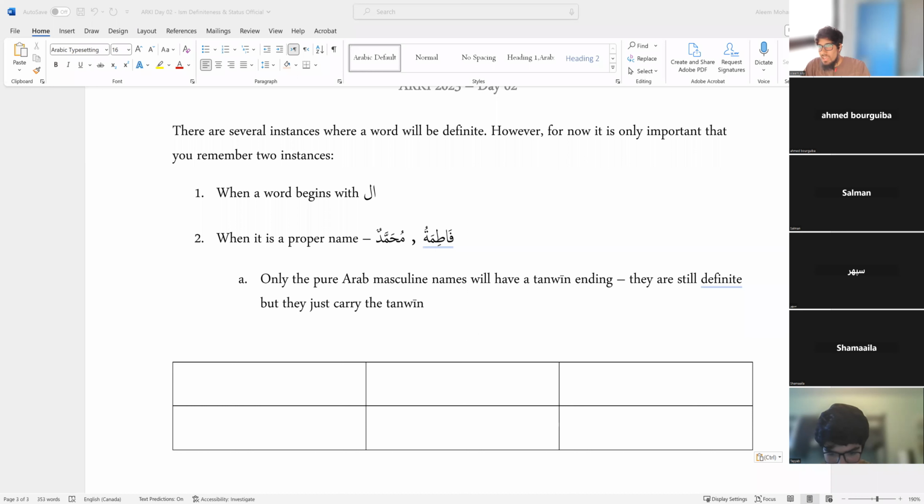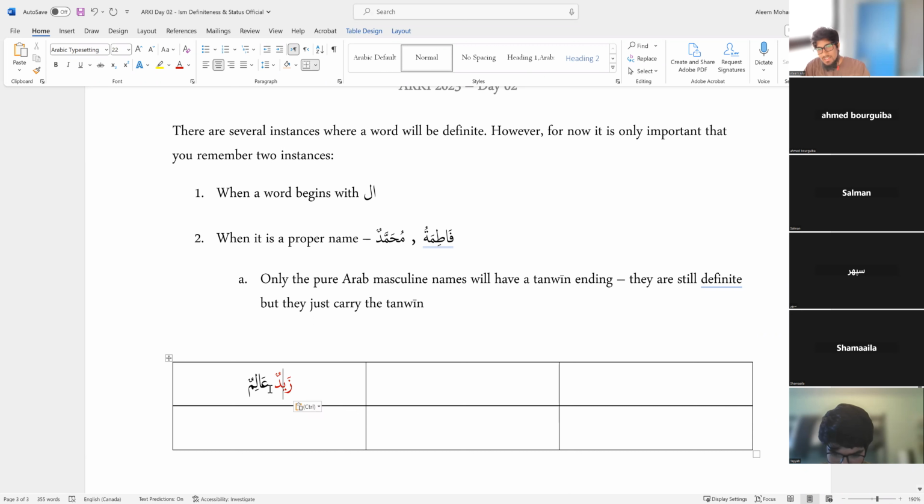So feminine names cannot have a tanween ending no matter what. For the most part, yes, that is correct. There is a slight exception to that, but inshallah ta'ala we'll cover that later on. Not trying to get into the exceptions right now. Too many of them.